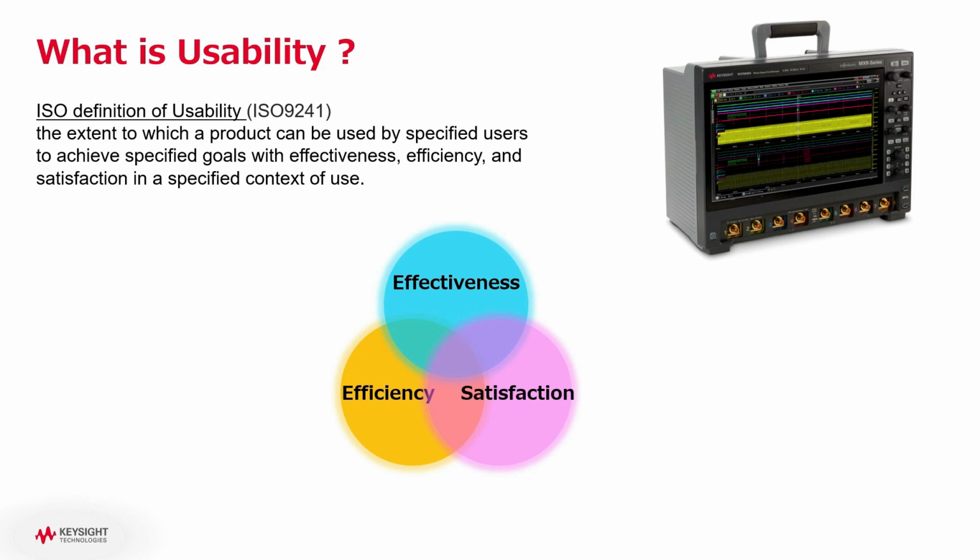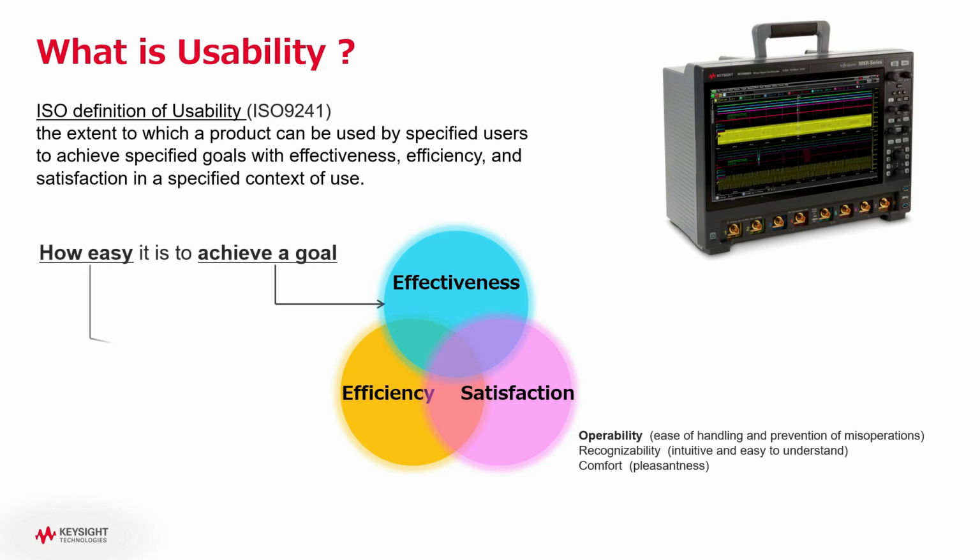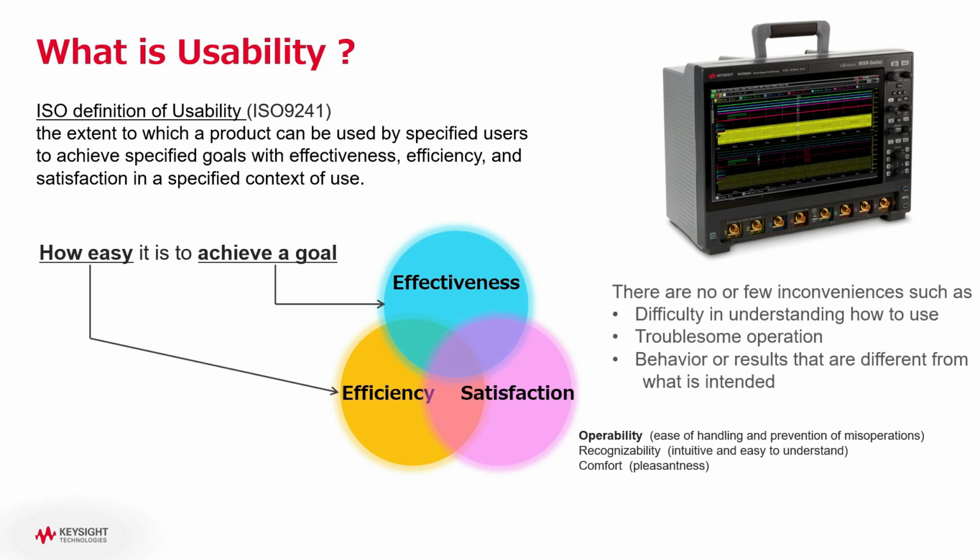Well, when we talk about ease of use, we are conscious of operability, but that is part of satisfaction. Operability without effectiveness and efficiency is meaningless. This effectiveness and efficiency, in other words, refers to how easy it is to achieve a goal. In the case of oscilloscopes, it is how quickly and accurately the evaluation is completed, whether an anomaly is found, and whether the cause of the anomaly can be identified. Satisfaction means that there are no or few inconveniences, such as difficulty in understanding how to use the oscilloscope, troublesome operation, or behavior or results that are different from what is intended.